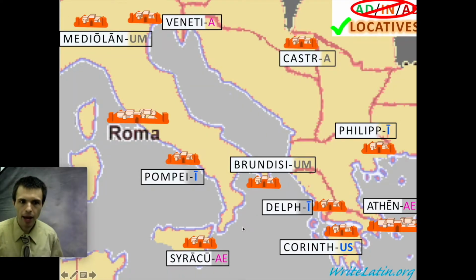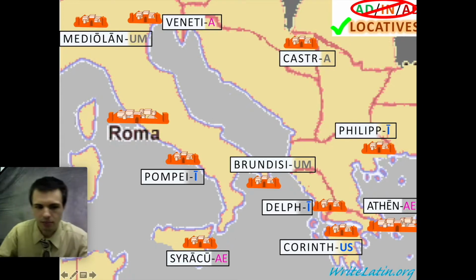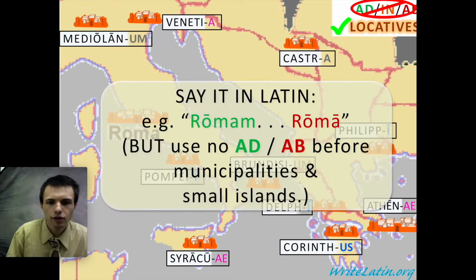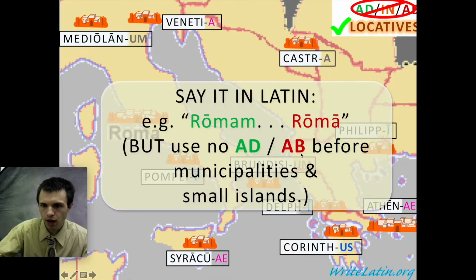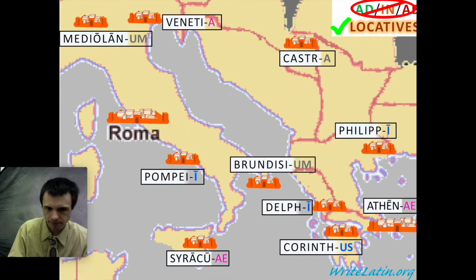Okay, so here's this nice map. Do you know these towns? Milan, Venice. Castra just means a border fort. It's not really an actual place. Philippi, Athens, Corinth, Delphi, Brundisium, Pompeii, Syracuse. These are the big cities of this part of the world. So this time you're going to do like you did before, use place to which and place from which, but notice no ad and ab, and don't worry about in.